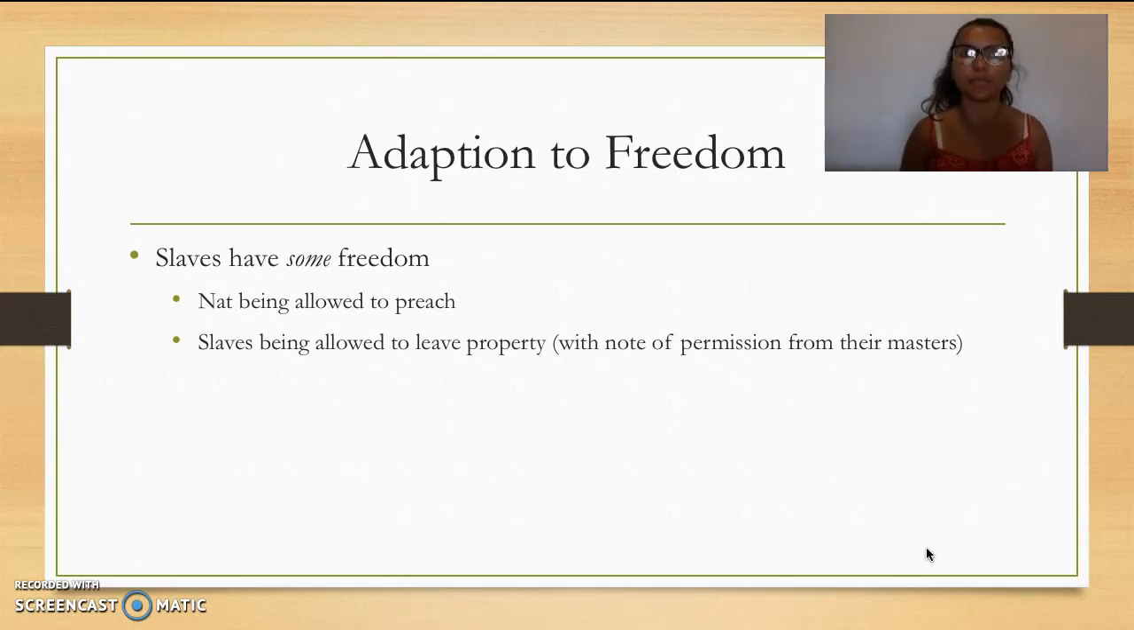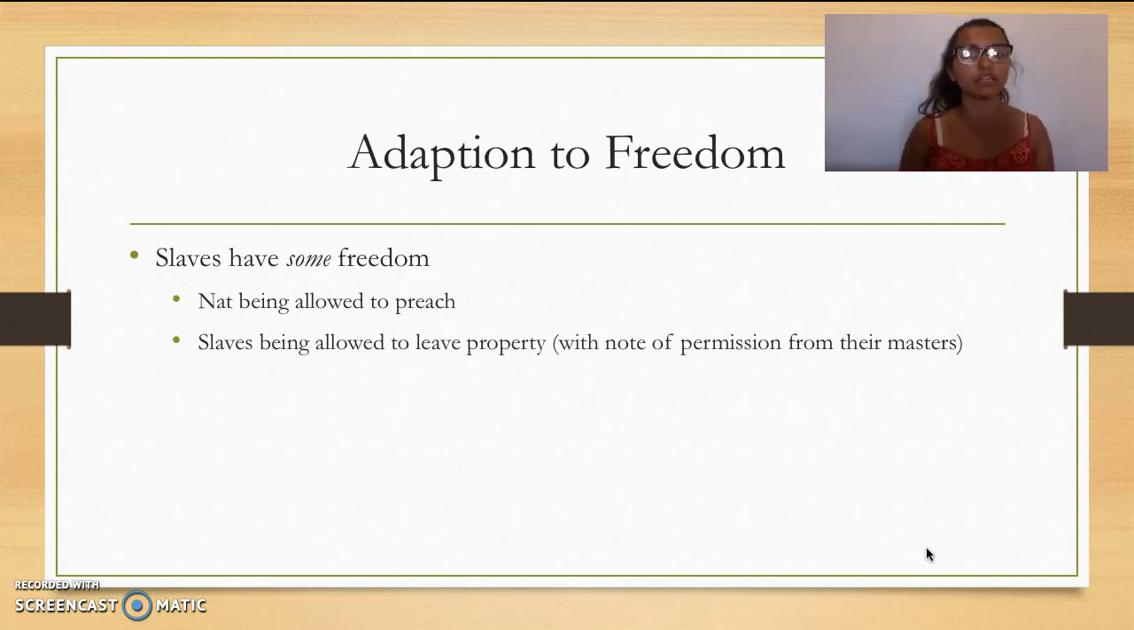A big thing that Ethan and I talked about was the fact that Nat was allowed to preach. It was interesting that he was also a literate slave, because in the early scenes of the film, the plantation owner's wife says that Nat has a special gift and she wants to teach him how to read. So she teaches him how to read the Bible, basically because he's not smart enough to read white people's books. And that's how he becomes a preacher.